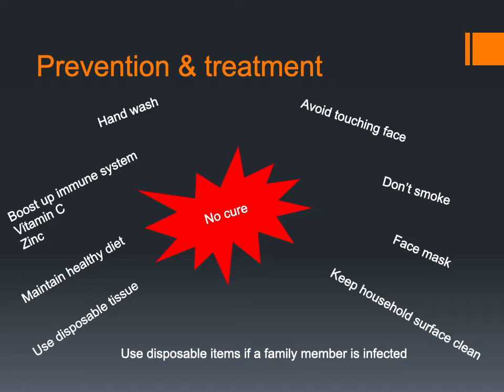And the next main thing is to try to maintain a healthy diet. Try to take in a lot of fluids and lots of fruits. In that way you can try to improve your immune system. And maybe you can take some immune booster supplements such as vitamin C and zinc tablets. These are the things you can do to try to boost your immune system.